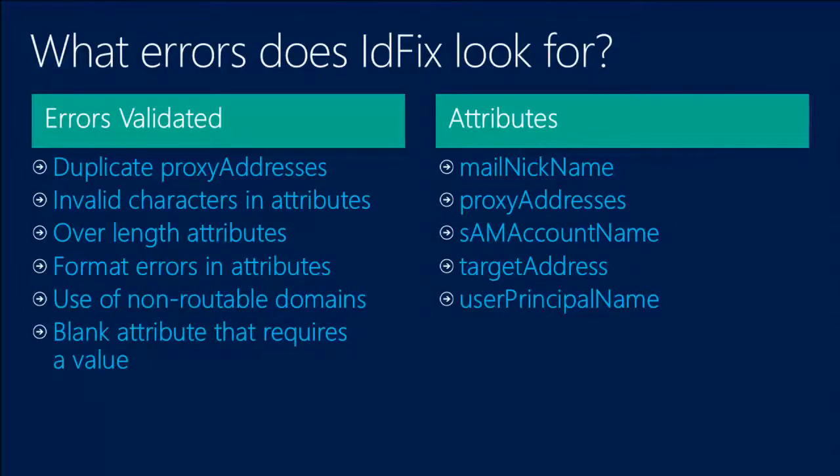Some invalid characters, overlength attributes, format errors, various things that you can enter in Active Directory that are not valid when used with Office 365. And then there's a few attributes that require values which cannot be blank. And non-routable domains. Does everyone know what a non-routable domain is?